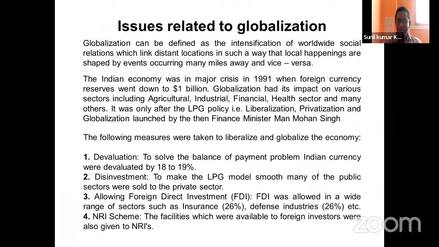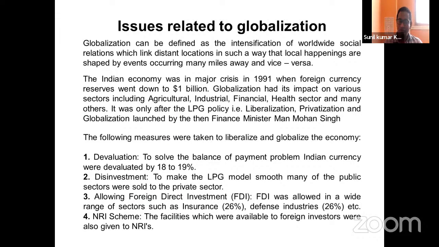He introduced these LPG policies majorly to liberalize the economy with the following benefits. It can help in devaluation to solve the balance of payment problem in Indian currency, which was devalued by 18 to 19%. So to make the LPG model smooth, many public sector units were sold to the private sector, and foreign direct investment, that is FDI, was allowed on a wider range in sectors such as insurance, defense, and other service sectors also.